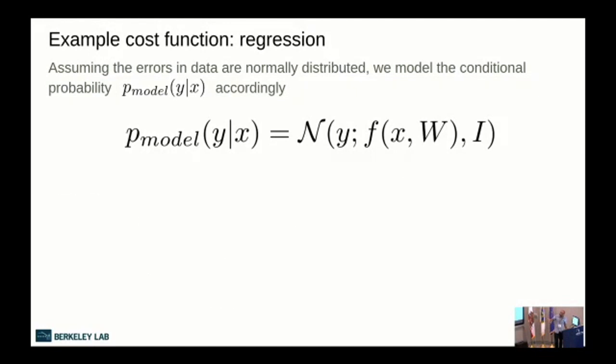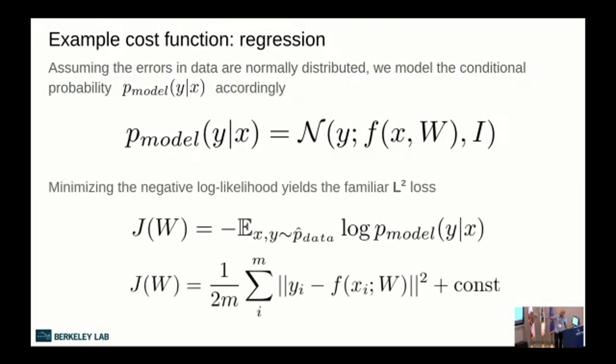So if I have a P model that is a normal distribution, I can plug that into the log likelihood. And if you remember, the normal distribution is the exponential of the mean minus the F of X, squared. And then when you have the log, it cancels the exponential and you end up with the L2 loss. And this is essentially using maximum likelihood to build the L2 loss. In a similar fashion, you can also build things like the binary classification loss, for example.